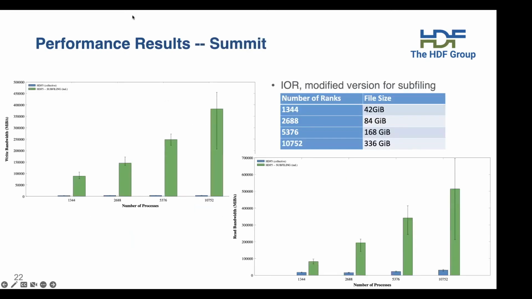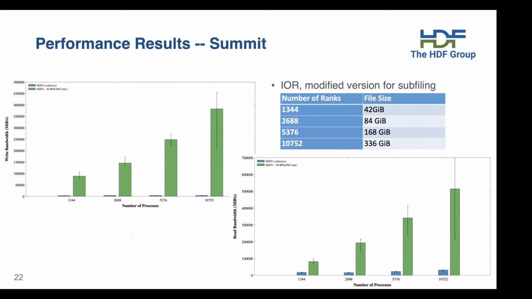And so here's some additional results that we got from running IOR on Summit, and we used a modified version as well, where we just added in the subfiling calls to set it up. And so you can see here that collective IO with HDF5 doesn't really scale that well as you scale up the number of MPI ranks.